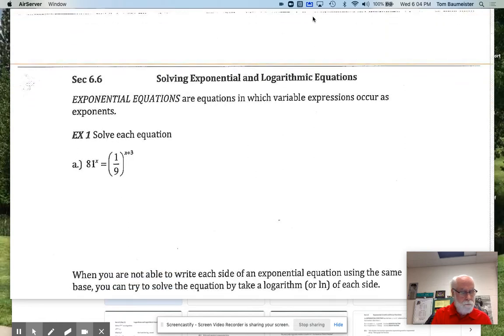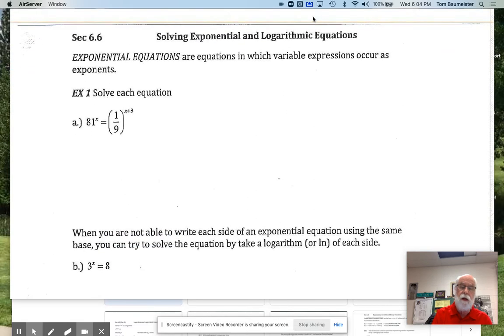All right. Section 6.6 is solving exponential and logarithmic equations. Exponential equations are equations in which variable expressions occur as exponents. Example 1, solve each equation. We have 81 raised to the x power is equal to 1/9 raised to the x plus 3 power.